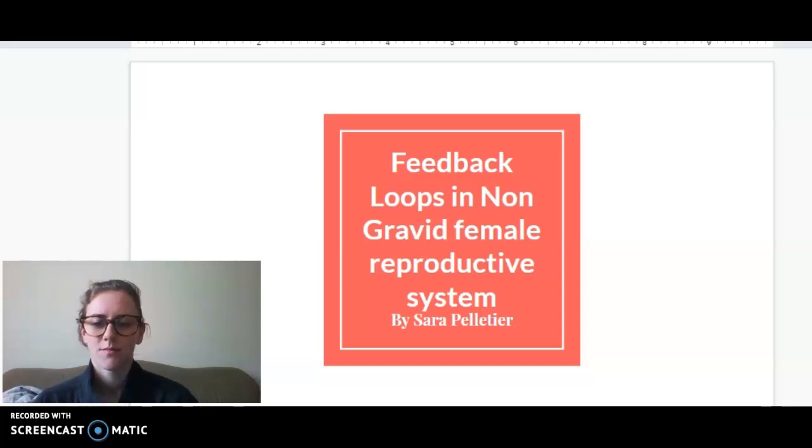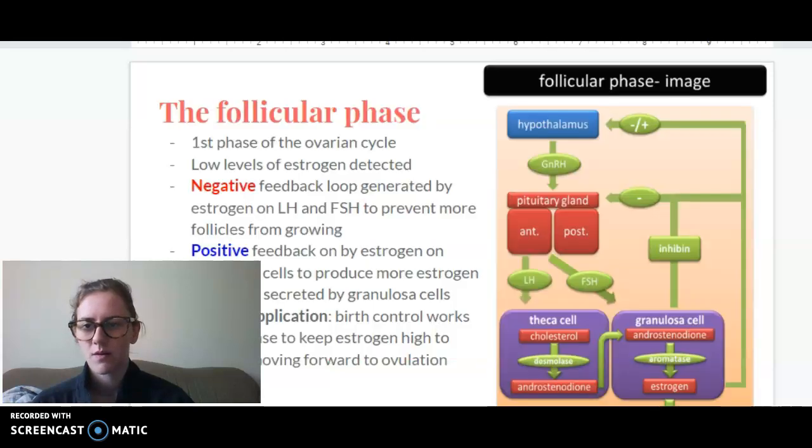Hello. During this lesson, we'll focus on the feedback loops in non-gravid female reproductive systems, so non-pregnant females. And we'll start with the first phase of the ovarian cycle. So the menstrual cycle for females averages 28 days, and it consists of the ovarian cycle, which is 3 stages, and we'll begin with the follicular phase as the first phase.